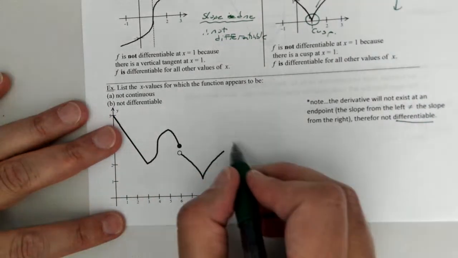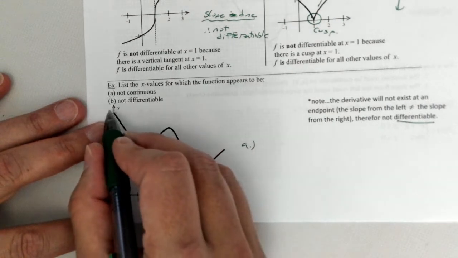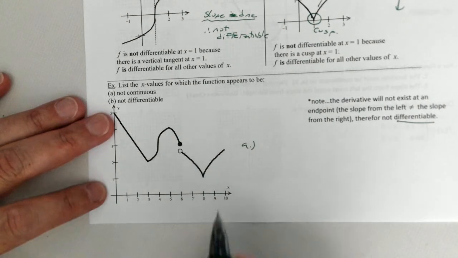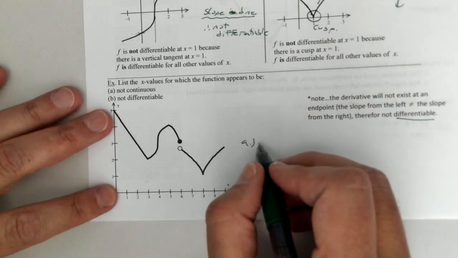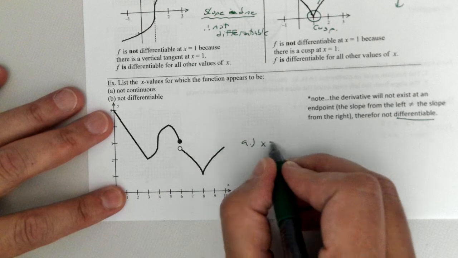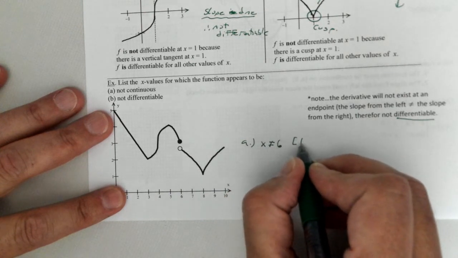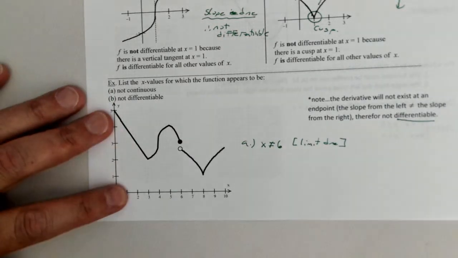So let's answer question A. Where is this not continuous? Well, we do consider continuity at endpoints. We saw that in the previous video. But this is not going to be continuous at x equals, looks like 6. So x can't be 6. And the reason for that? Well, the limit just does not exist. I don't think there's any other ones.